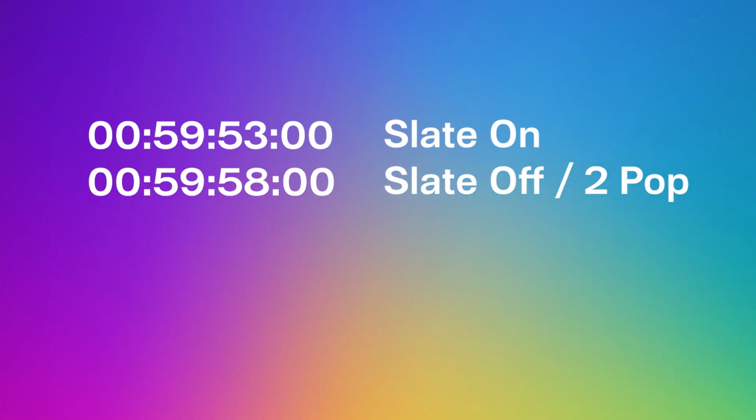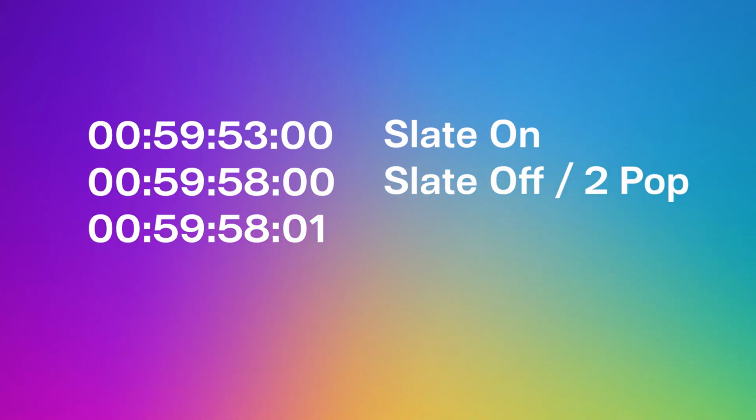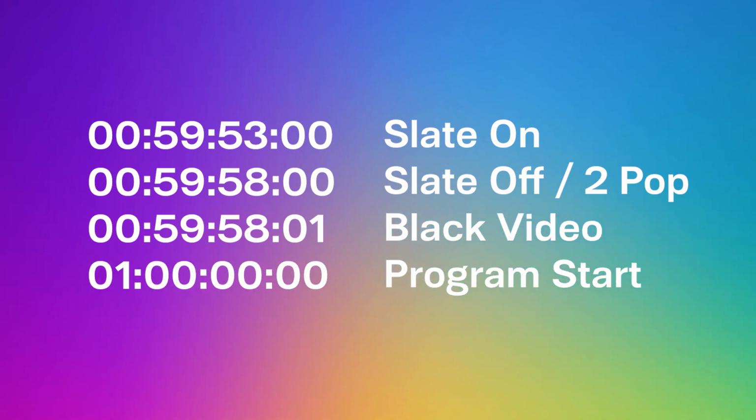If you do include a slate, a typical sequence format might look like this. 59:53, slate on for 5 seconds. 59:58, slate off, 2-pop, 1 frame long. 59:58:01, black video, hour 1, program start.